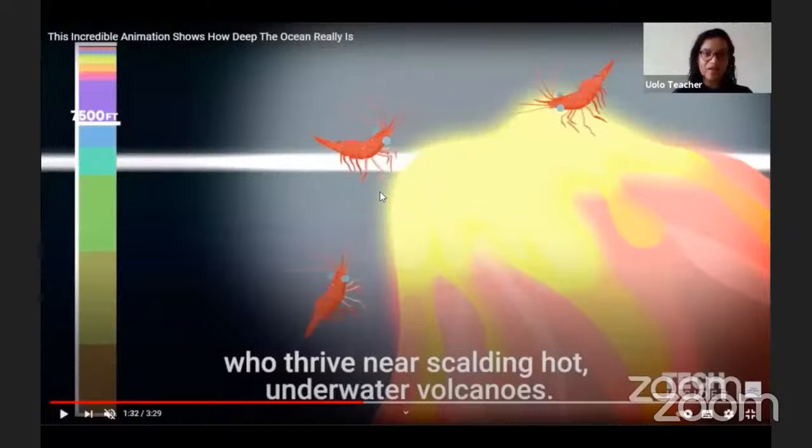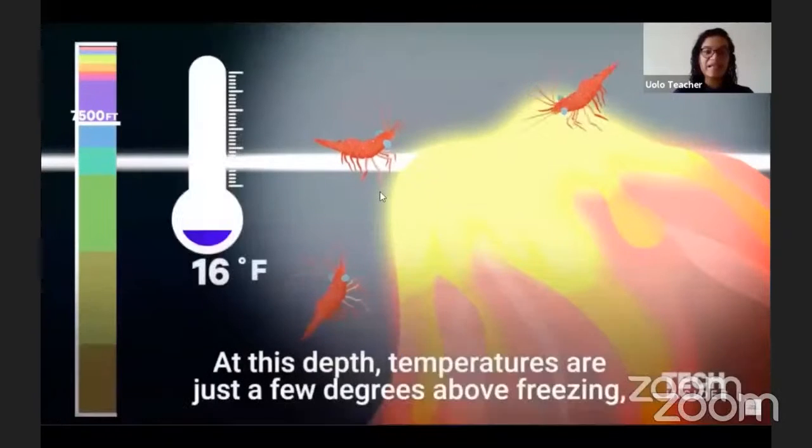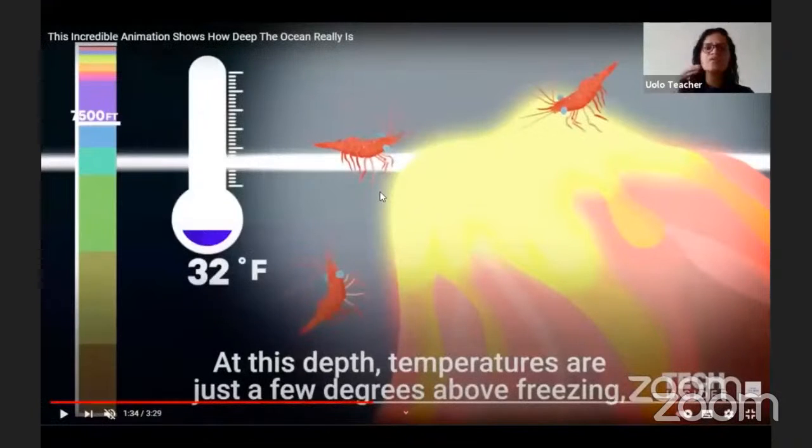And one more interesting thing is that at this depth, the temperatures are just a few degrees above the freezing point. In centigrade, your freezing point is 0 degrees Celsius, and in Fahrenheit, it is 32 degrees. So 0 degrees is the freezing point at which water will convert into ice. So it is just above the freezing point.